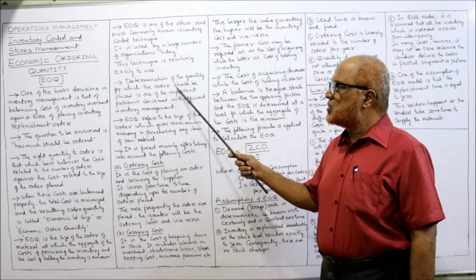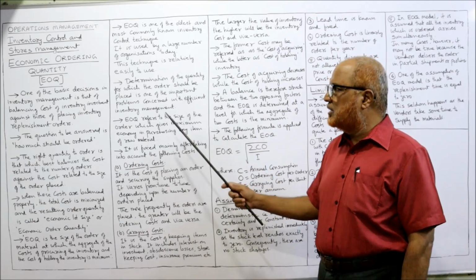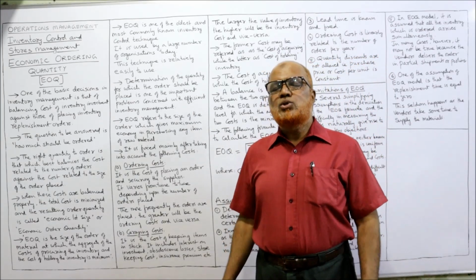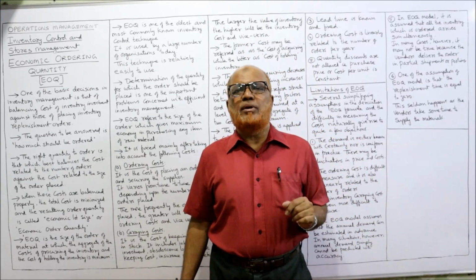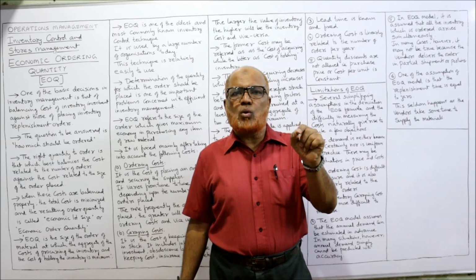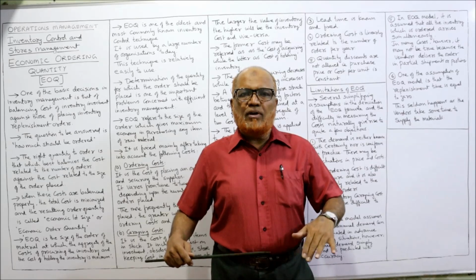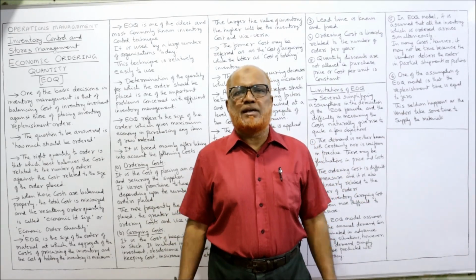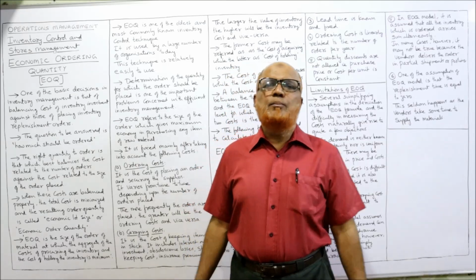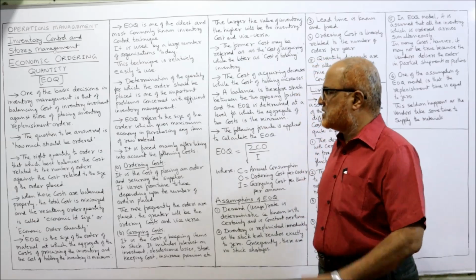Determination of the quantity for which an order should be placed is one of the important problems concerning efficient inventory management. So in every inventory management problem, the main problem is how much quantity to order at a time. Whenever we want to place an order with the supplier, what quantity do we order? That is the important point. That is the important problem every business will face.